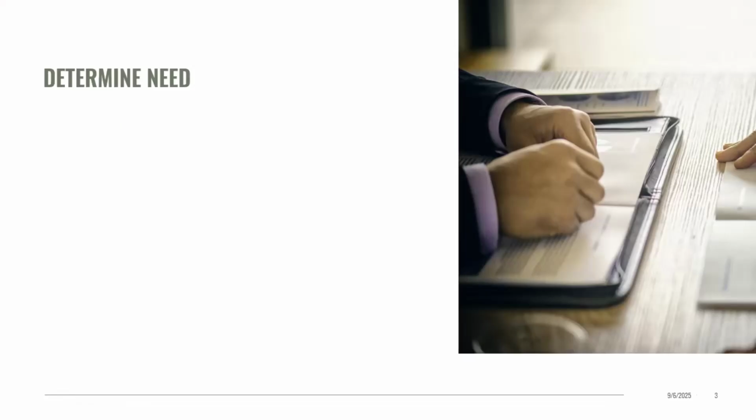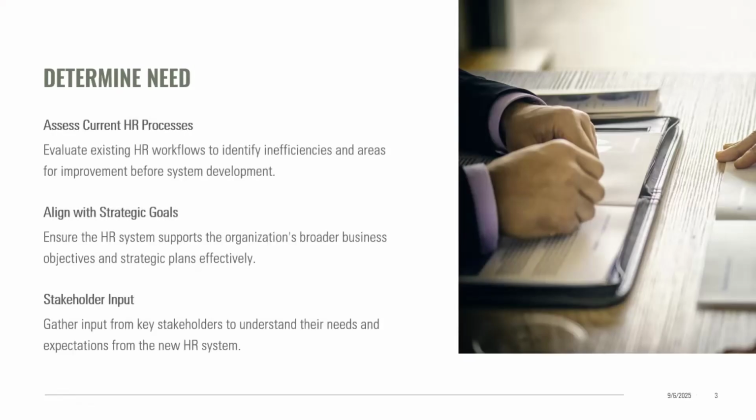To begin with, the first step to establish a human resource system is to determine the need. The need for the system can be determined in several ways. One simple way is to understand the problem, but the problem with this approach is that some systems may simply be reactive ones to fill immediate requirements. So the first sub point is to assess the current HR processes, that is, how the company is presently managing its human resource workflows, and then identify the inefficiencies and the areas which require improvement before a system is developed.